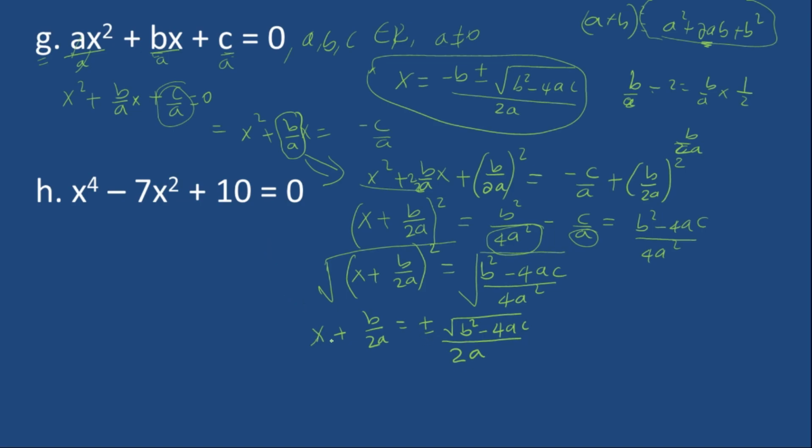So we are finding x, right? So x is equal to minus b over 2a, plus or minus the square root of (b squared minus 4ac) over 2a. Now we have the same denominator, right? So this means x is equal to the negative of b, plus or minus the square root of (b squared minus 4ac), all over 2a. This is the quadratic formula. This is the way.